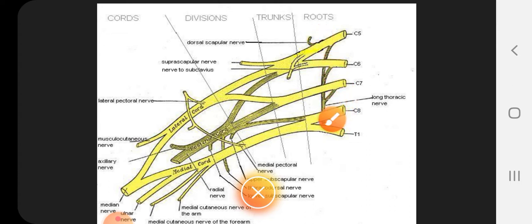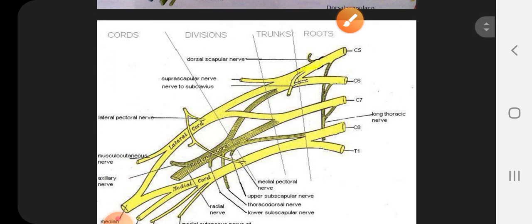The long thoracic nerve supplies serratus anterior. It is one of the key muscles for overhead abduction of the shoulder joint. Then there are branches to longus colli and scalene muscles, and a branch to the phrenic nerve. So these are the branches from the roots of the brachial plexus. We got 3 branches: number 1, long thoracic nerve; number 2, dorsal scapular nerve; number 3, branches to longus colli and scalene muscles. So these were the branches from the roots.